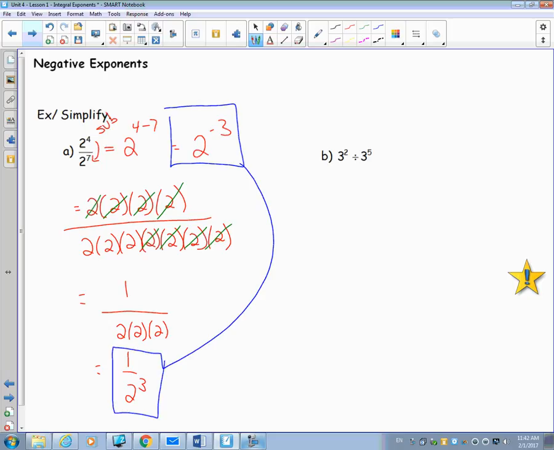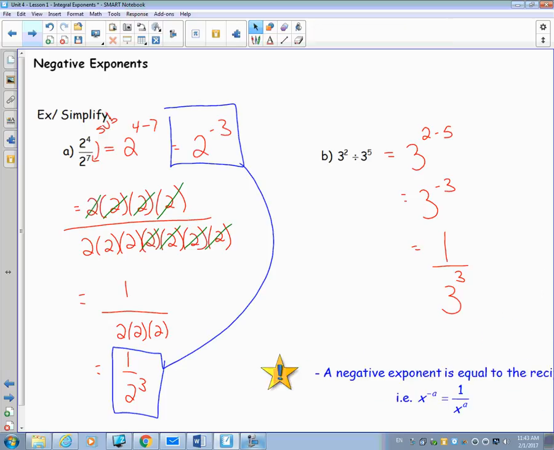And that's going to be true for every situation that involves a negative exponent. So if I come across 3 to the 2 divided by 3 to the 5, I know I can subtract them. I know I can get 3 to the negative 3, and I know that actually means 1 over 3 to the 3. Okay, here's our little rule.